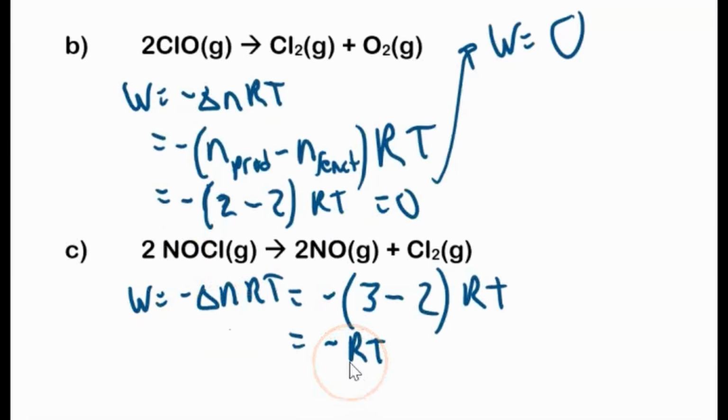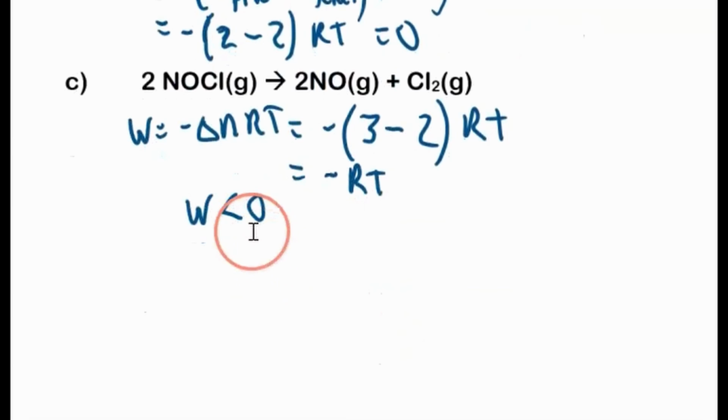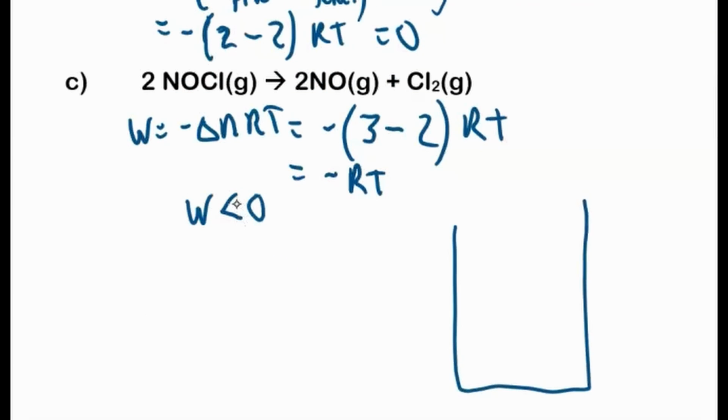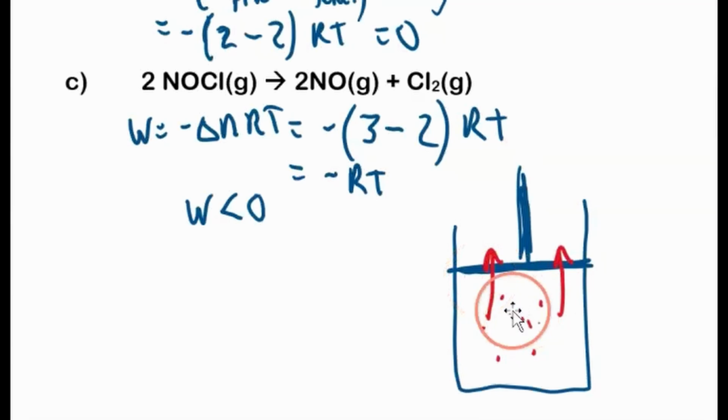So the work is negative. Work is less than 0. And when it's less than 0, that means it lost energy. The system, the reaction, lost energy. So if we have a piston like this and we have our gas in here around like this, it loses energy by performing work. It does work. And when the system does work by expanding, it loses energy.